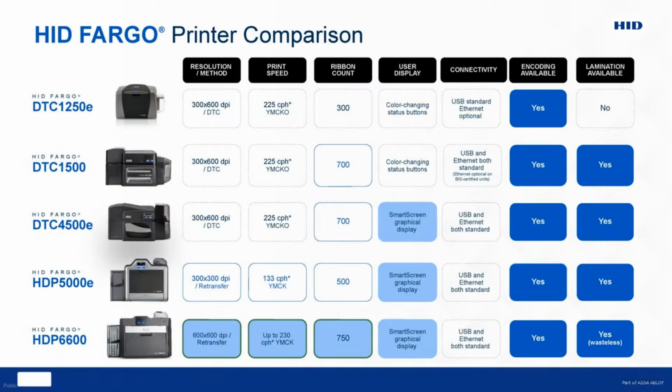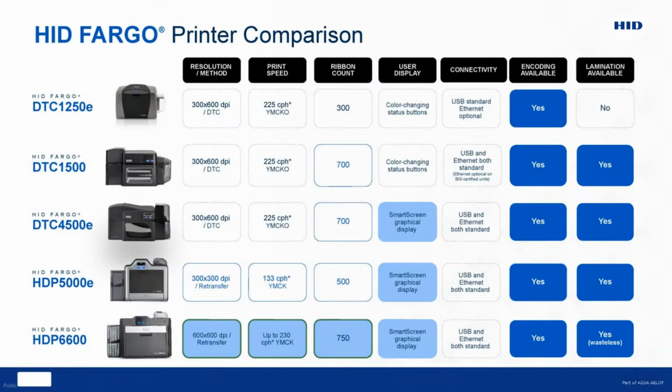We offer magnetic encoder, contact and contactless encoder, and these encoders can be moved between DTC printers. For example, an encoder from a DTC 1250E can later be installed in a DTC 1500. So the main message is very simple: they have the same speed, and the biggest differences are the capacity of the card and the lamination. Excellent. Nick, over to you.